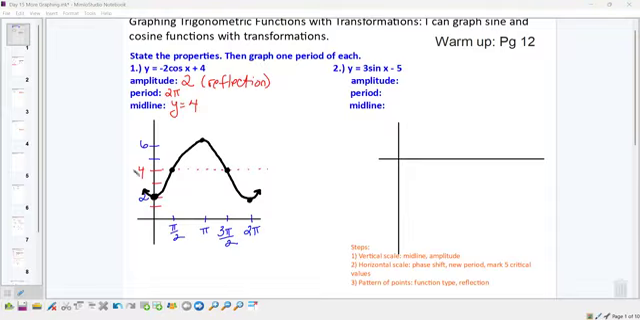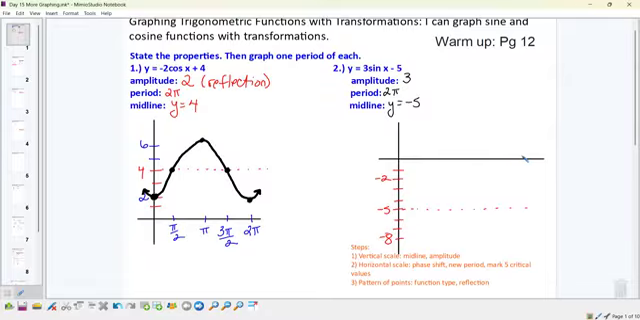All right, let's check your answer to number 2. For amplitude, it's 3. That's the vertical dilation number in the front. Period, again, would be 2 pi because there's no period change with the coefficient on x. And this midline is down 5 at y equals -5. So -5 is our midline. We're going to count up 3 and down 3 from the midline.